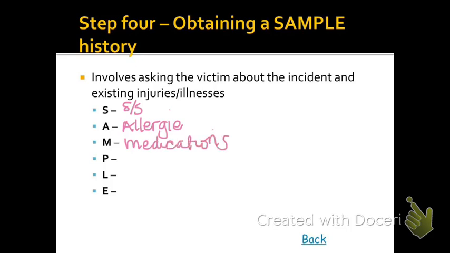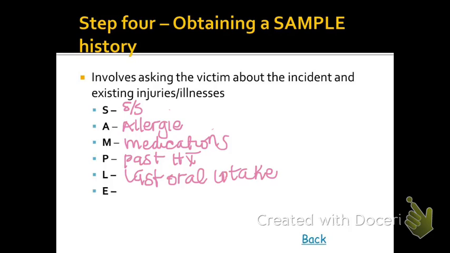The P is any past pertinent history, so past history of any injuries or illness that might relate to the current injury or illness that they have in the emergency medical field. The L is last oral intake. Well, why might this be important? If our patients are going to go into surgery, it's important to know when they last had food, because if not, the physician will not operate on them if it was fairly recent.